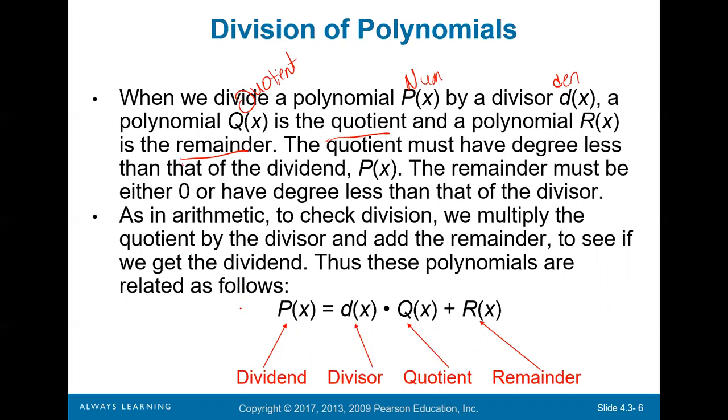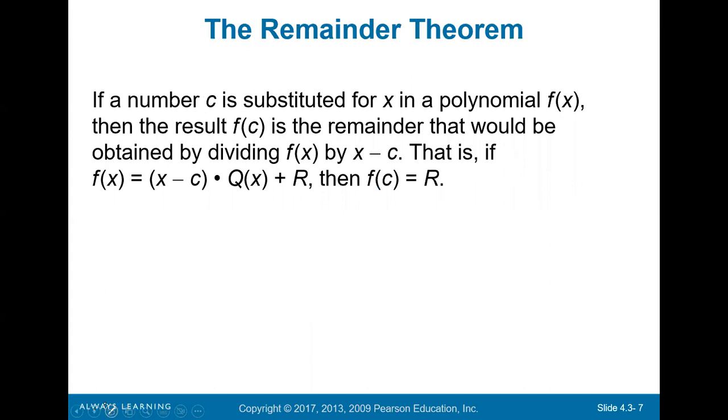Whenever we're trying to check our work, we want to see if the dividend is equal to the divisor times the quotient plus the remainder. If it's true, then we did our math work. Another one says if a number c is substituted for x in the polynomial function f of x, then the result f of c is the remainder that would be obtained by dividing f of x by x minus c. So now we get this right here.